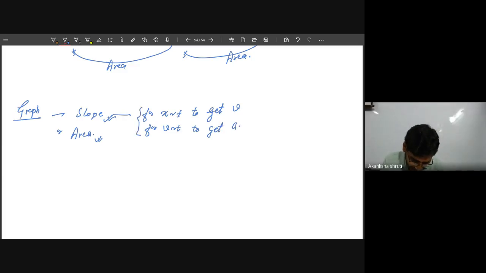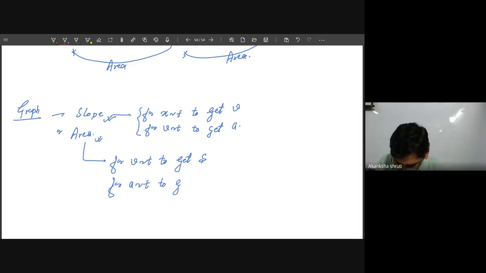Okay, student. Now coming to the area. Area is always calculated for vt, not for xt, because multiplying distance with time, it will not give us any significant quantity or any useful quantity. So it is for vt to get what? Displacement. And it is for at to get what? From at, means multiplying acceleration with time, we can get the v. So these are the only four things that you have to keep in mind.